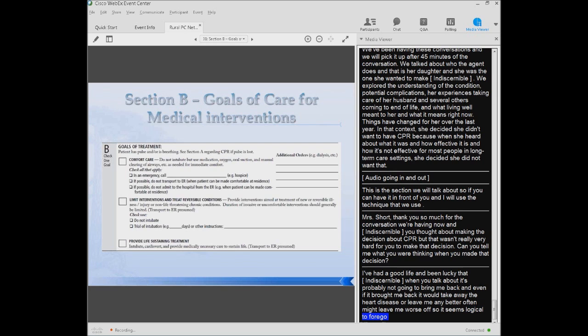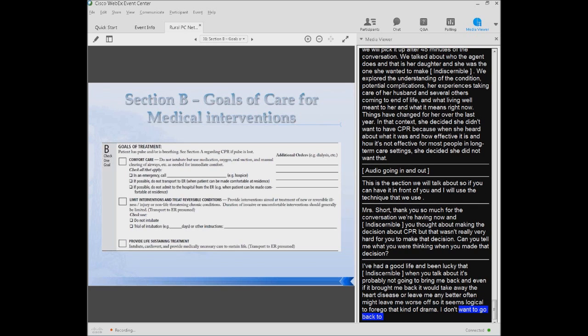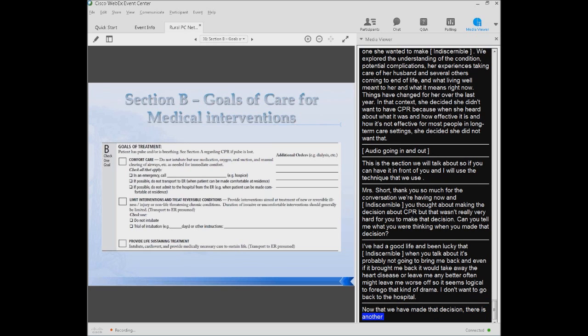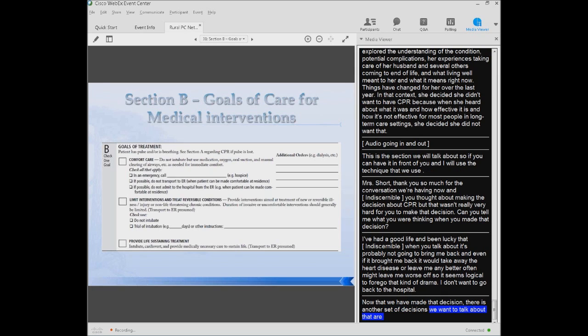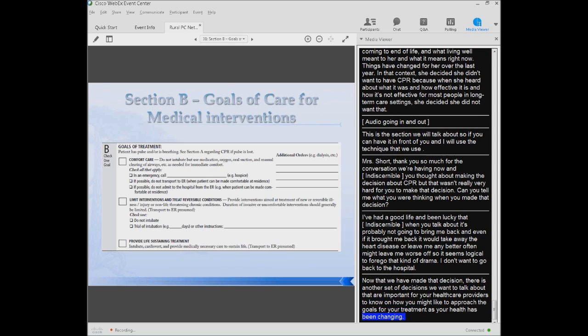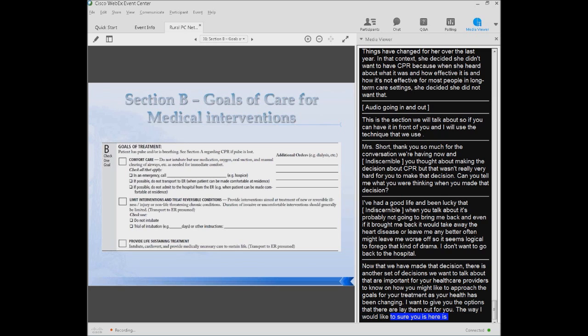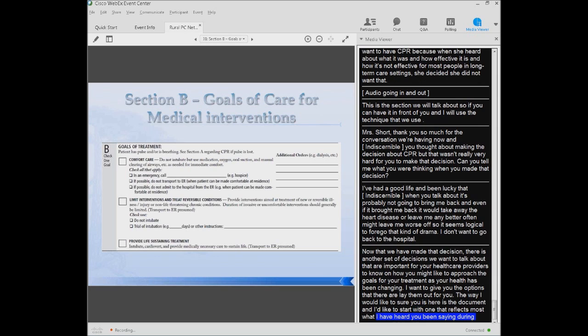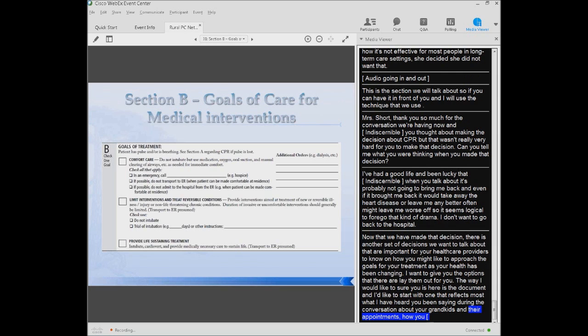Well, now that we've made that decision, there is another set of decisions that we want to talk about that is important for your healthcare providers to know, how you might like to approach the goals for your treatment as your health has been changing. And so I want to lay out the options for you. Here's the document, and I'd like to start with the one that reflects most what I've heard you saying over our conversation about your grandkids and their importance, about how you've had to limit things in your life quite a bit, but also how you're continuing to enjoy them when they come over, as long as, like you said, they don't stay too long.